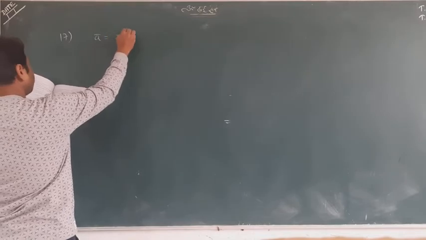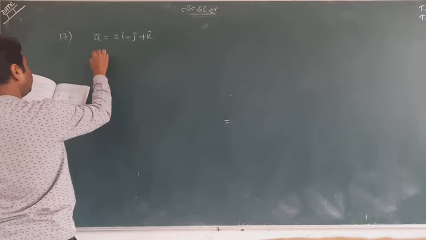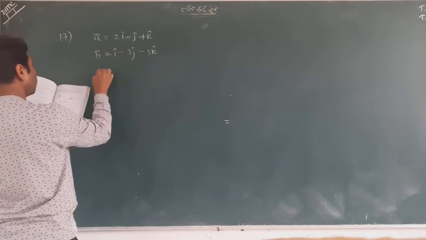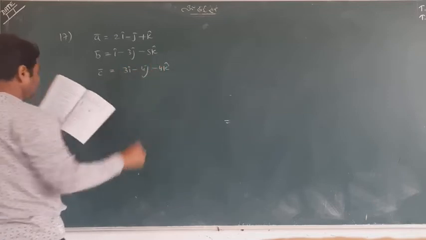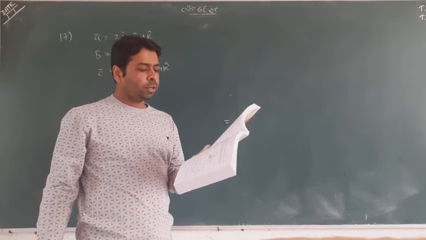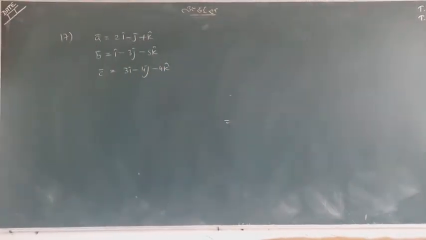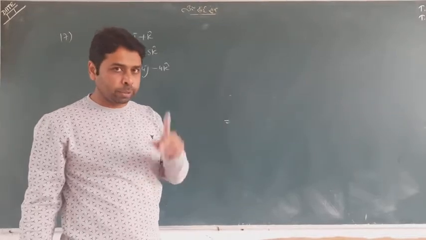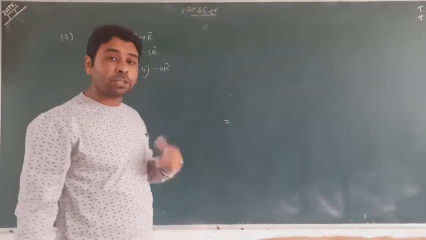3 vectors we are given. This is A, this is B, and it is C. We are told to show that the vectors form the vertices of a right angle triangle. We want to show that these A, B, C are the vertices of a right angle triangle. Very good thing it is coming.